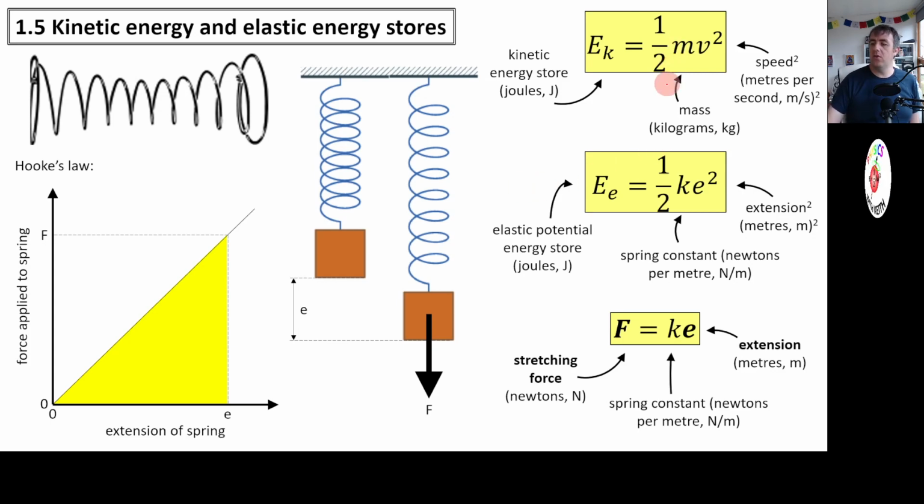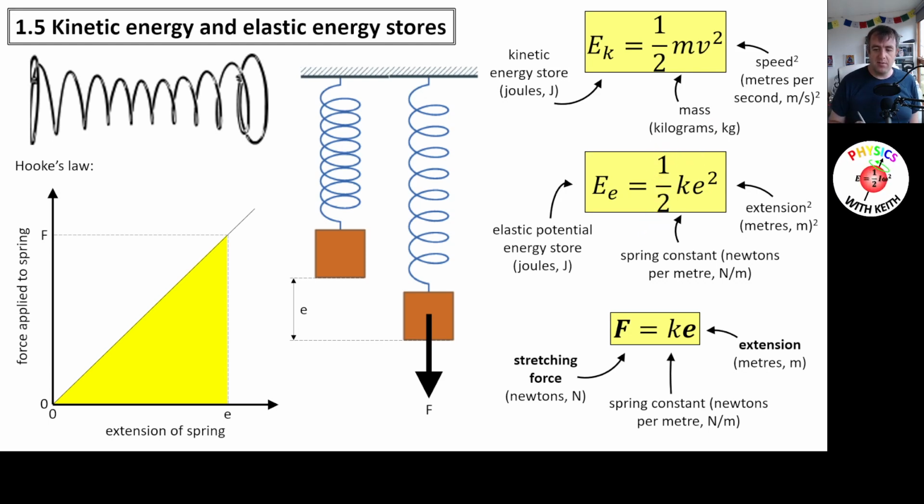Okay, so these two equations, we could derive them. I might do a video where I derive them at a later point. I'm not going to do that now. This one here, the middle one on this page, the elastic potential energy store, I think is an easier one to derive, because what we're doing is calculating the area of this yellow shape, because work done is force multiplied by extension. That is the area of this yellow shape, which is a triangle. Half base times height is where the half comes from.